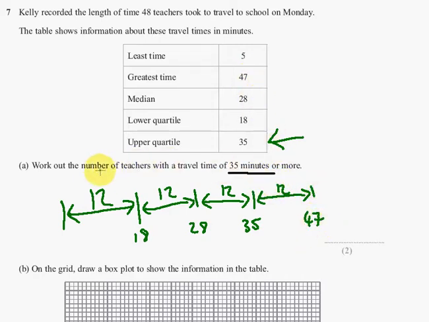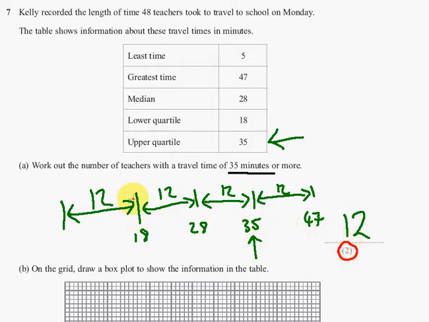Great, so remember the question is, work out the number of teachers with a travel time of more than 35 minutes. So you can clearly see here, this is the upper quartile, 3/4 of the teachers took up to 35 minutes. How many took more than 35 minutes then? Well, 12 teachers did. Now, this is worth 2 marks.